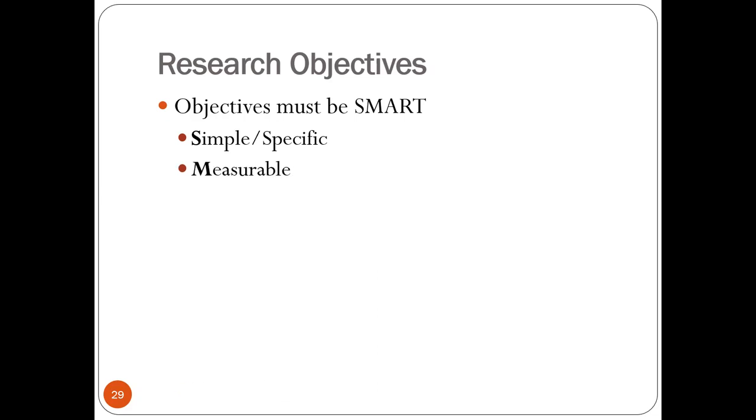It must be measurable. It must be measurable in the sense that, is your research attainable? How are you going to attain that? How are you going to measure it? You cannot present an objective that cannot be measured. No, we don't do that in research. It must be achievable.